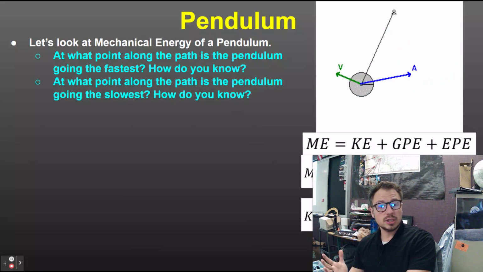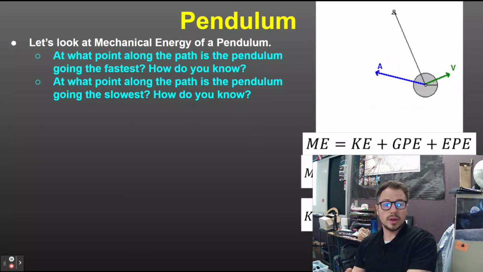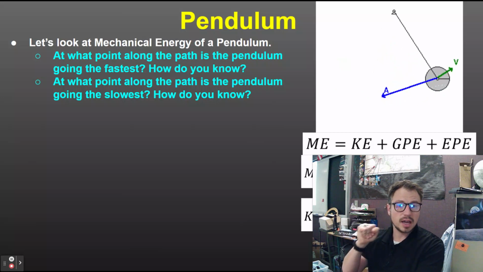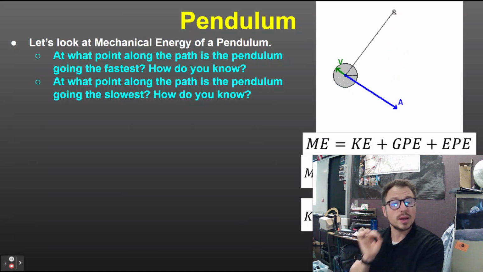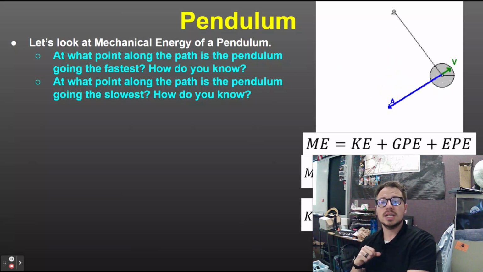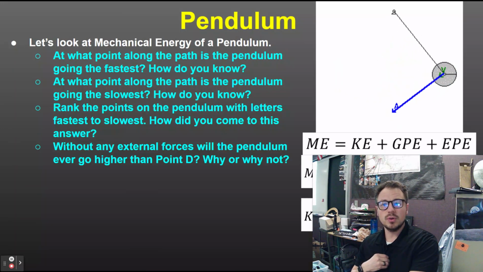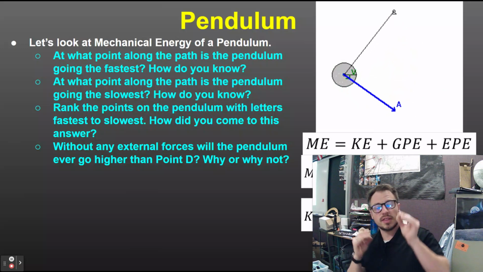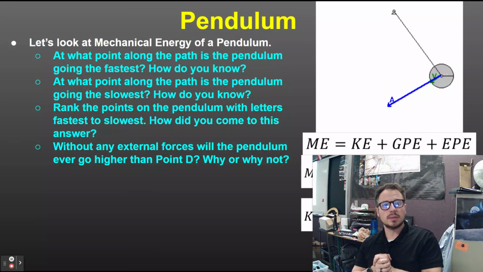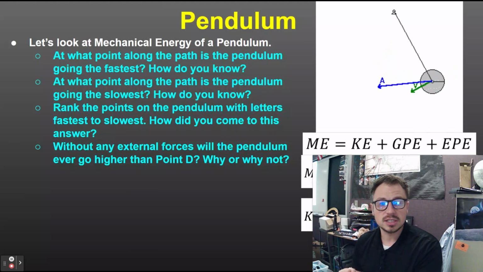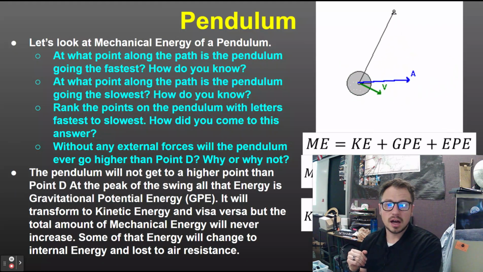Now, the pendulum is going to be going the slowest when it's all the way up at the top, the highest point, because at that point, all the mechanical energy is potential energy. And in fact, it's at rest. So without any external forces, the pendulum could never go higher than the initial starting point. That's because energy cannot be created. It's never going to be able to go beyond that point.